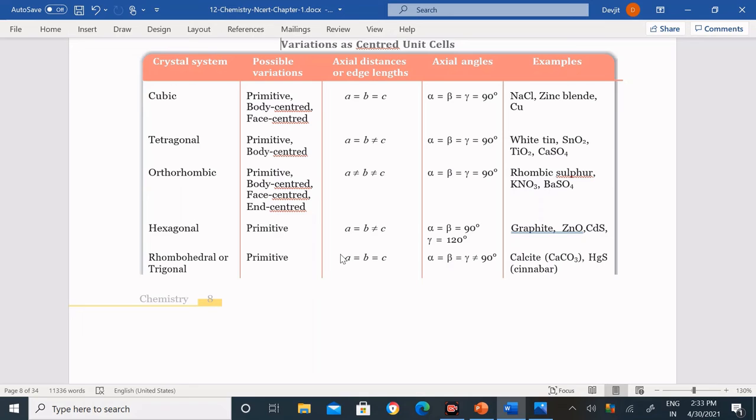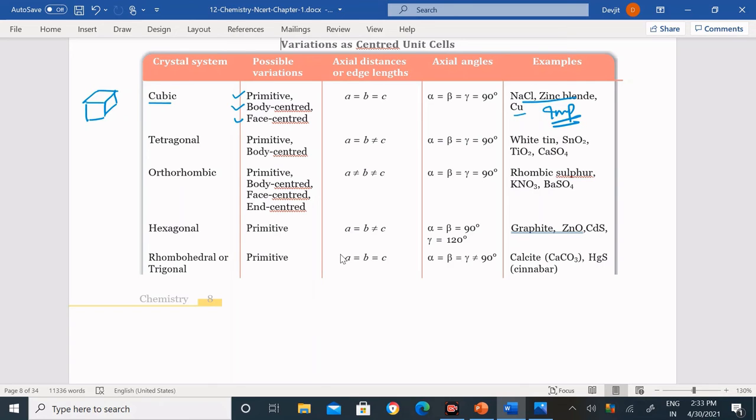The first crystal system is cubic. Cubic is my box whose all angles are 90 degrees and all edges are equal. Now in this box I can arrange atoms in 3 different ways: primitive, only at the corners; body centered, at the corners and at the center of the body; and face centered, where after adding the constituent particles at the corners, we add them at the center of the faces also. The examples are very important: NaCl, zinc blende and copper.